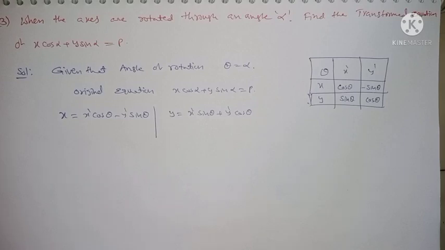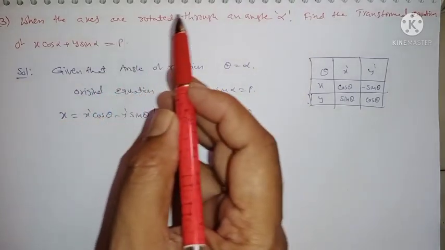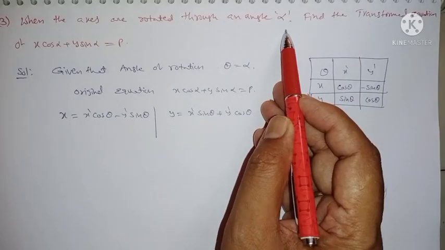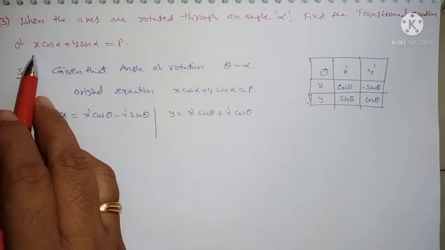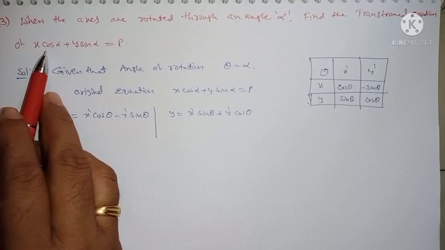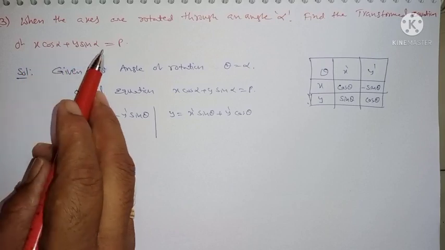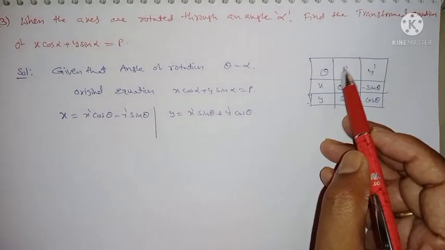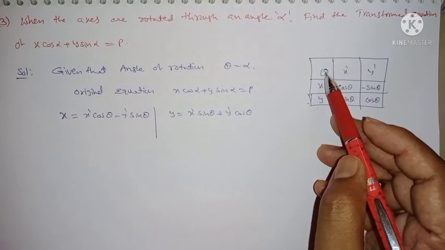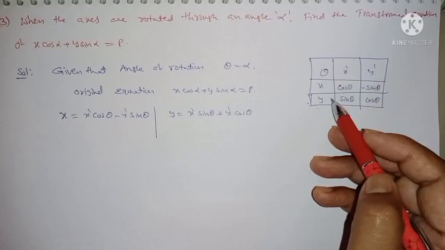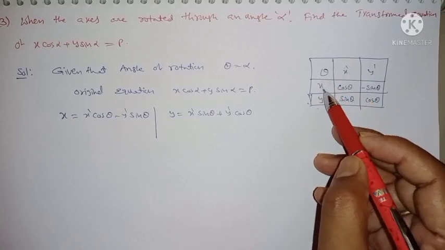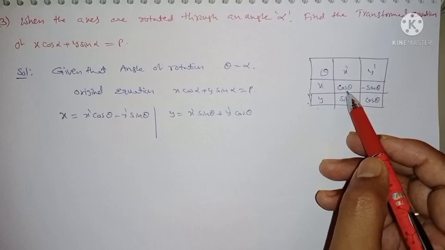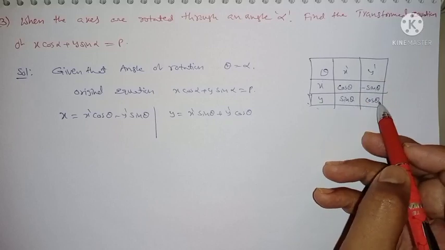Next, third question. When the axes are rotated through an angle alpha, find the transformation of the equation. It is given the original equation is x cos alpha plus y sin alpha is equal to p, and you can find the transform of the equation here. Therefore, here also the angle is given, so you can draw x dash and y dash, and the relation between x, y and x dash, y dash with theta: cos theta, minus sin theta and cos theta.